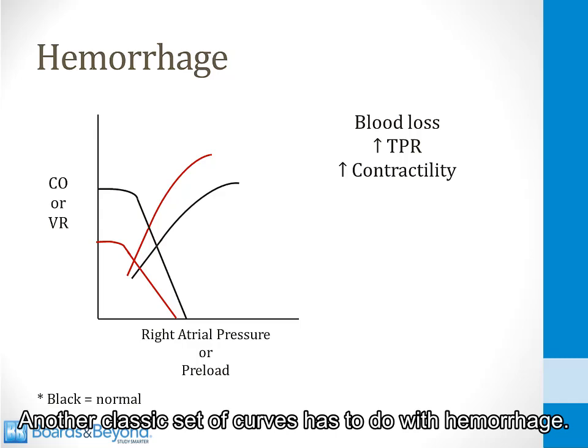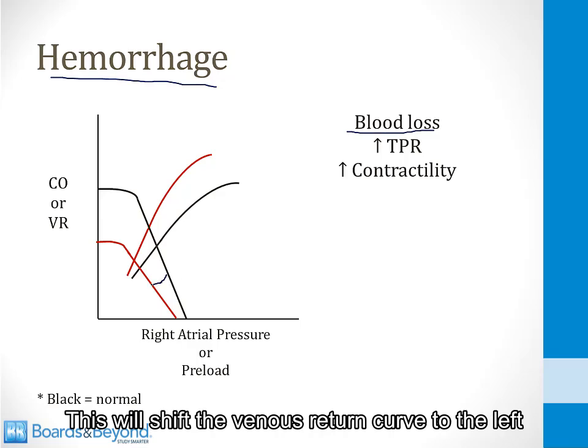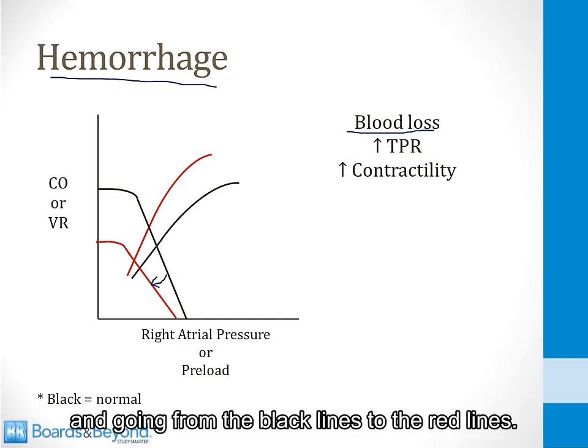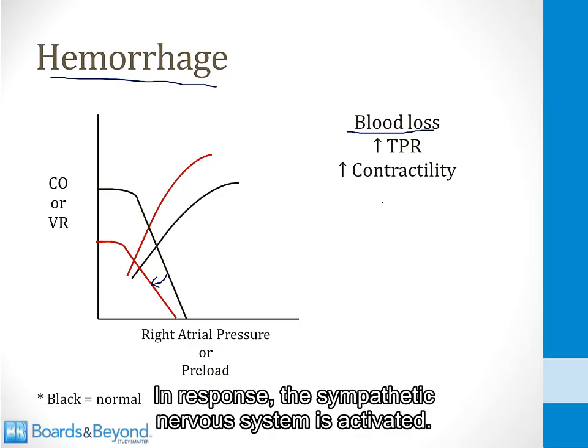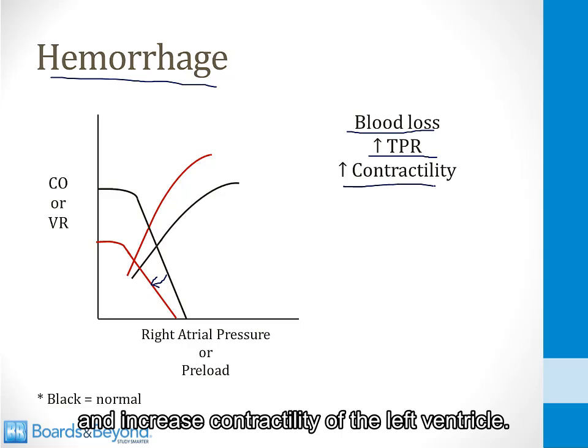Another classic set of curves has to do with hemorrhage. So in hemorrhage, the primary problem is blood loss. This will shift the venous return curve to the left, as shown in this picture, and going from the black lines to the red lines. In response, the sympathetic nervous system is activated. That will increase the peripheral resistance and increase contractility of the left ventricle.